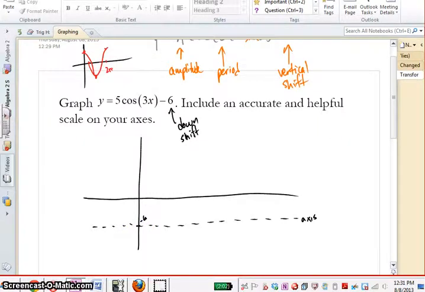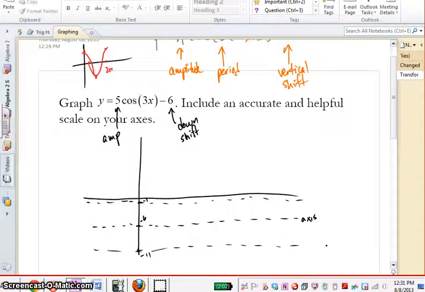The amplitude tells me exactly how far up or down from the axis of the wave my graph will stretch. So I will stretch up 5 from -6 to -1, and I like to put a little line to tell me that's the highest my graph will go. It'll also stretch down 5 from -6 down to -11. And again, I make a little dotted line on the bottom to tell me that's the lowest point my graph will ever go.